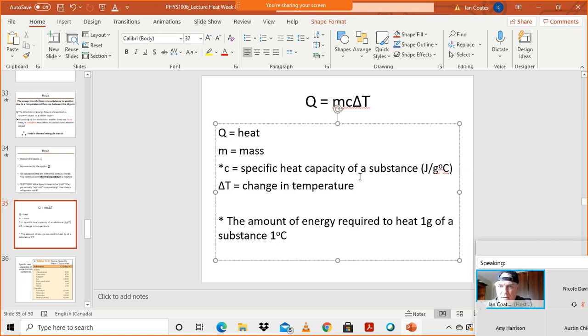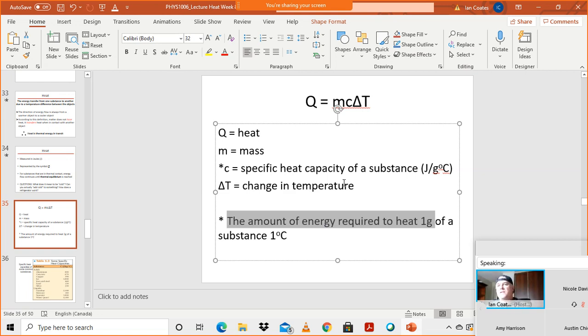Okay? And we'll get into the numbers of what goes on here, but sometimes they're a strange number as well. And delta T is this change in temperature. And just note there that the specific heat capacity is the amount of energy required to heat 1 gram of a substance 1 degree Celsius.